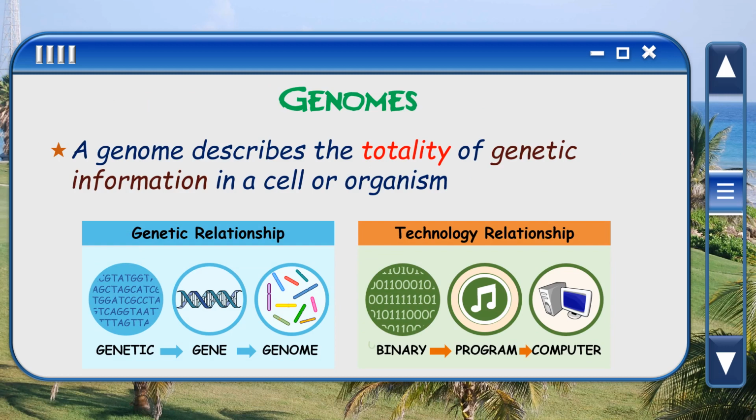So let us look at the genome. When we talk of a genome, this one describes the totality of the genetic information in a cell. The total genetic information in a cell or an organism is what we refer to as the genome. For example, we have genetics, then we form the genes, then we form what we call the genome. In computers, for example, we have the binaries, then they will form programs, and programs will come and form the computer.